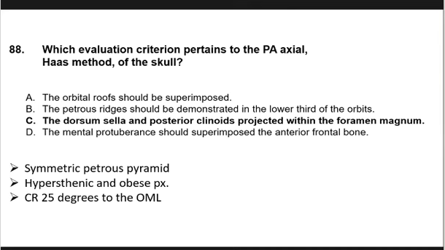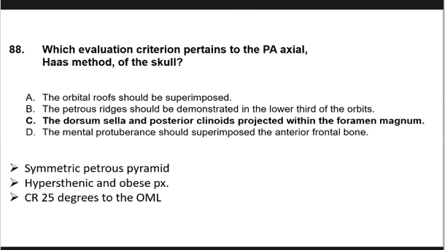And the hypersthenic and obese patient, and the central ray for the HAAS method is 25 degrees to the OML. So ang central ray natin ng HAAS method ay 25 degrees to the OML. So in other words, the X-ray beam enters in the external occipital protuberance. Doon papasok ang X-ray beam. So these are the criteria for the PAHL projection or for the HAAS method of the skull.